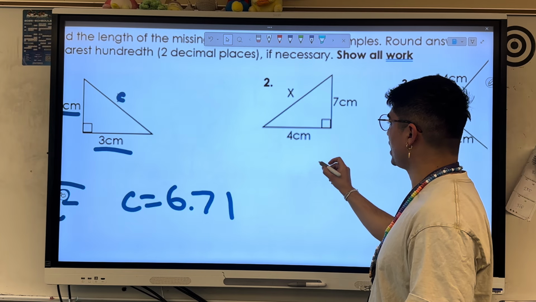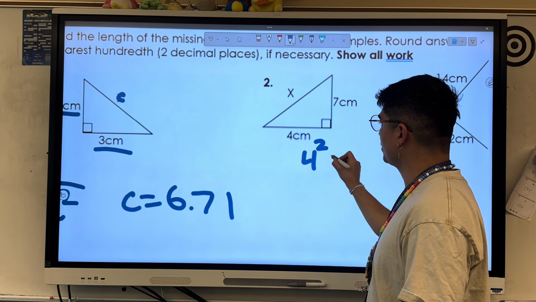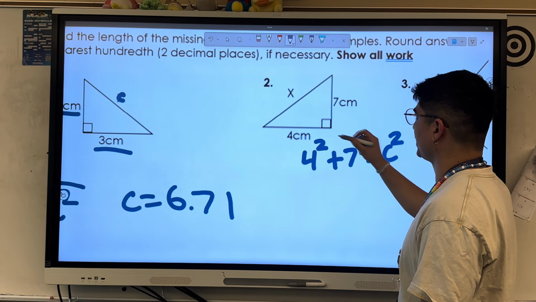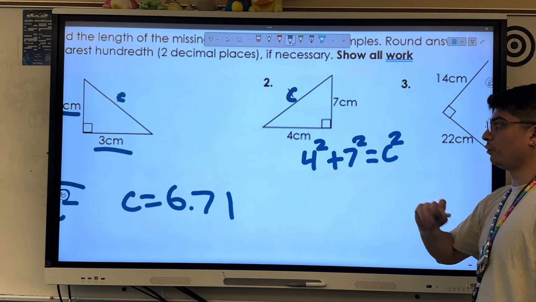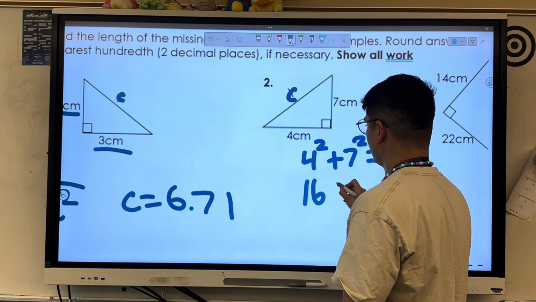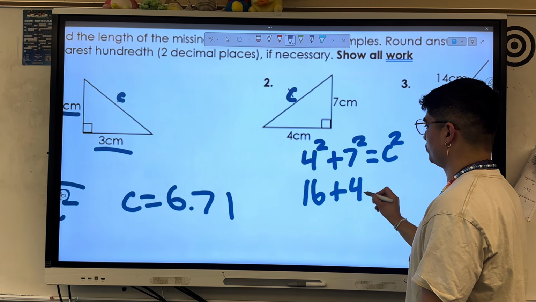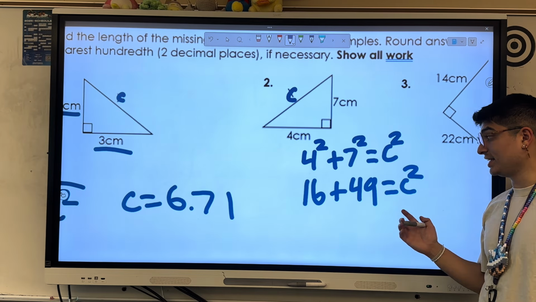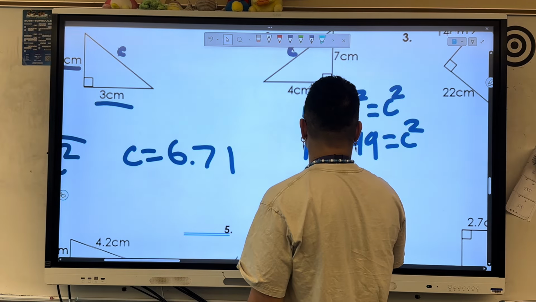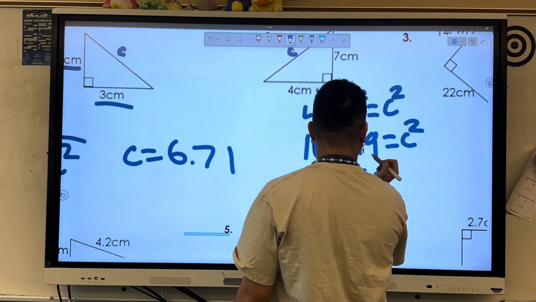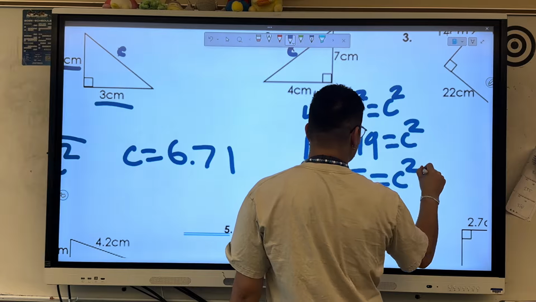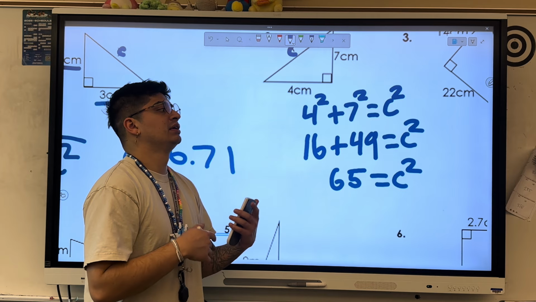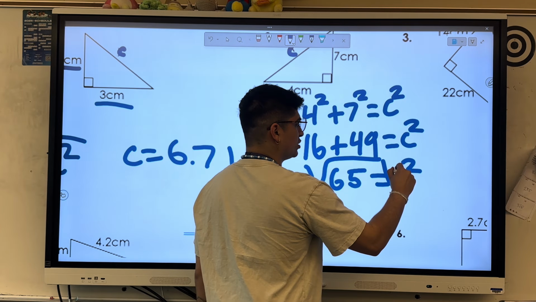I can make this for the A, so I can do 4 squared plus 7 squared is going to equal my missing side length, C. So 4 times 4 is 16 plus 7 times 7 is 49, and it's going to equal my C squared. Add these things together. That is going to give me 65. 65 is equal to C squared, because again, all I did was add them together.